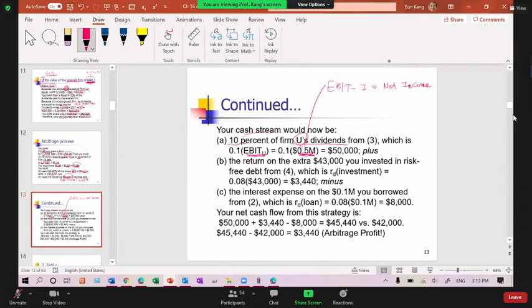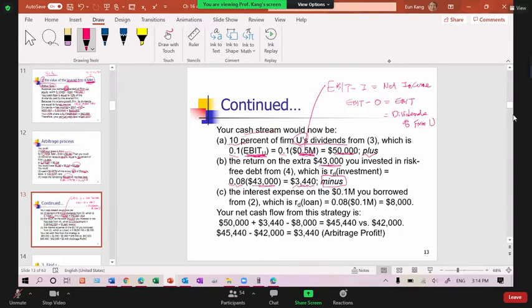For Firm U, interest is zero, so EBIT minus 0 is EBIT. That's why EBIT is the dividend. Dividends of Firm U, right? So you own 10% of that, so 0.1 times 0.5 million, what? 50,000. Plus the return on the extra 43,000 you invest in risk-free debt, so 8% times 43,000, 3,440.